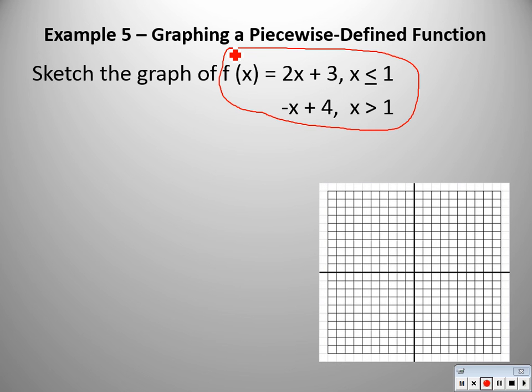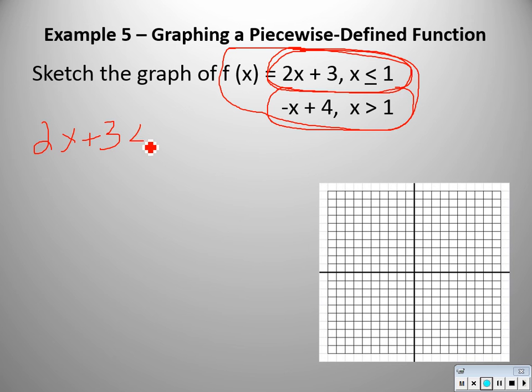So what I'm basically going to get when I graph this is two different pieces to this graph. I'm going to get one that comes from this piece here, and another part of the graph that's going to come from this piece here. And for each one of these, I'm going to make an XY table. So I'm going to start with just this first piece, 2x plus 3 less than or equal to -1.